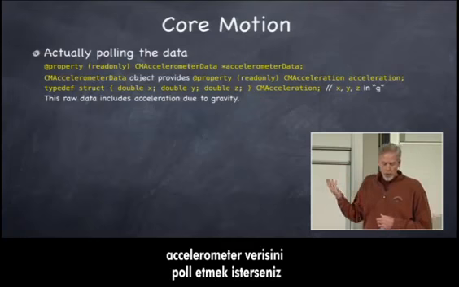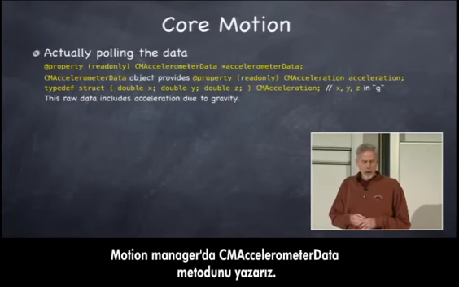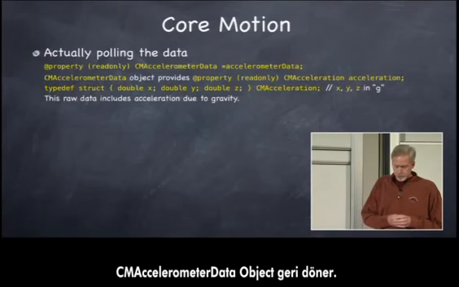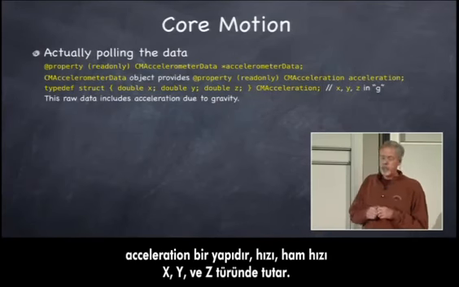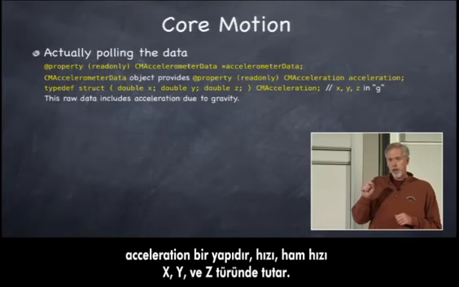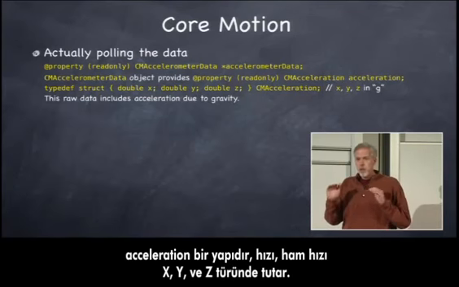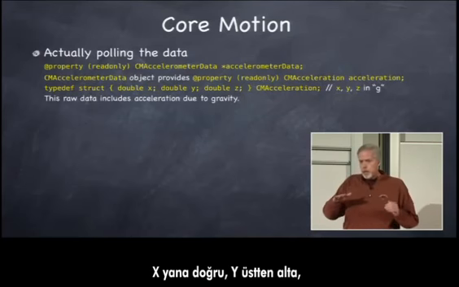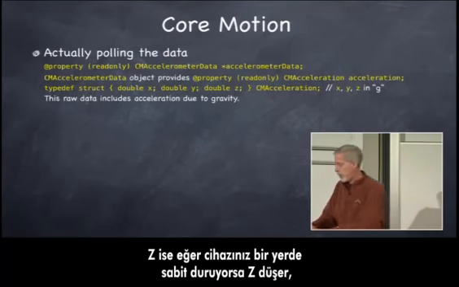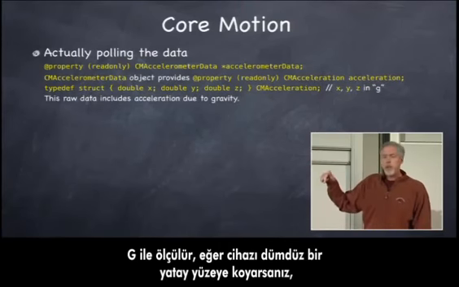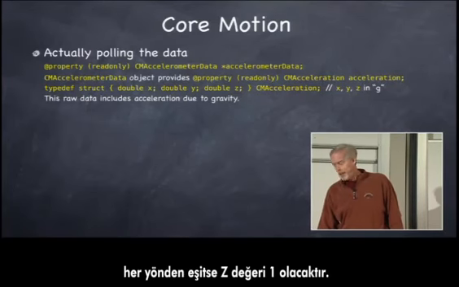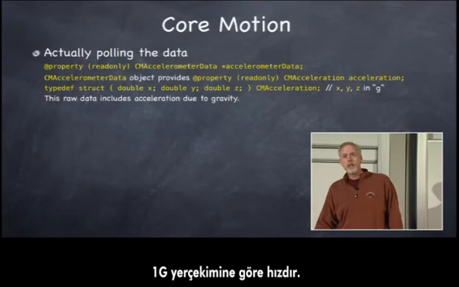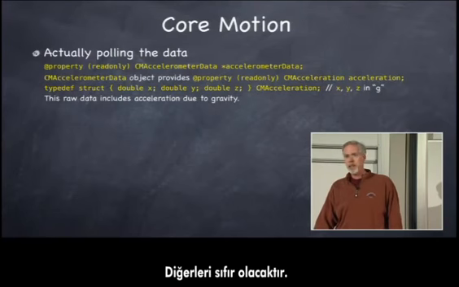And the polling is very straightforward. If you want to poll the accelerometer data, you call the method accelerometer data on the motion manager. It returns an object called a CMAccelerometerData object, which really just has one property called acceleration. Acceleration is a struct that has the raw acceleration in x, y, and z. X is lateral, y is top to bottom, and z is, if your device is sitting down, down. It's measured in g. So if you set the device on a perfectly flat surface, all else being equal, z is 1, 1g, acceleration due to gravity, and the other ones would be 0.